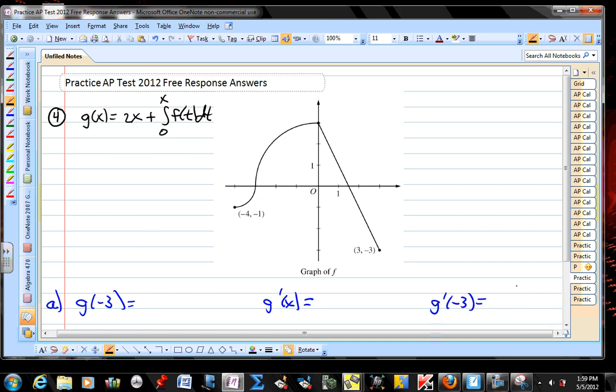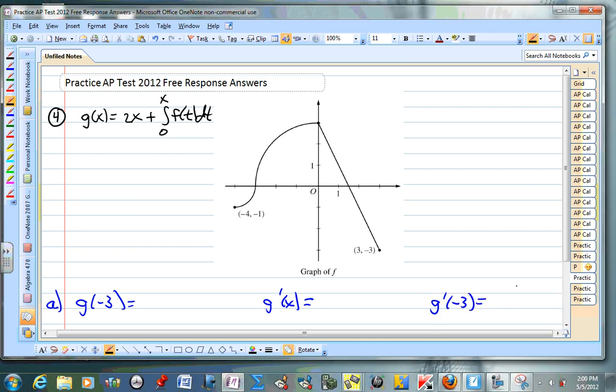On problem number 4, you can see we're given a graph of a function f, and we're given a function g defined as 2x plus the integral from 0 to x of f of t dt. Now you notice how we're given a graph of a function f, but the questions are asking us about the values of a function g and g prime.